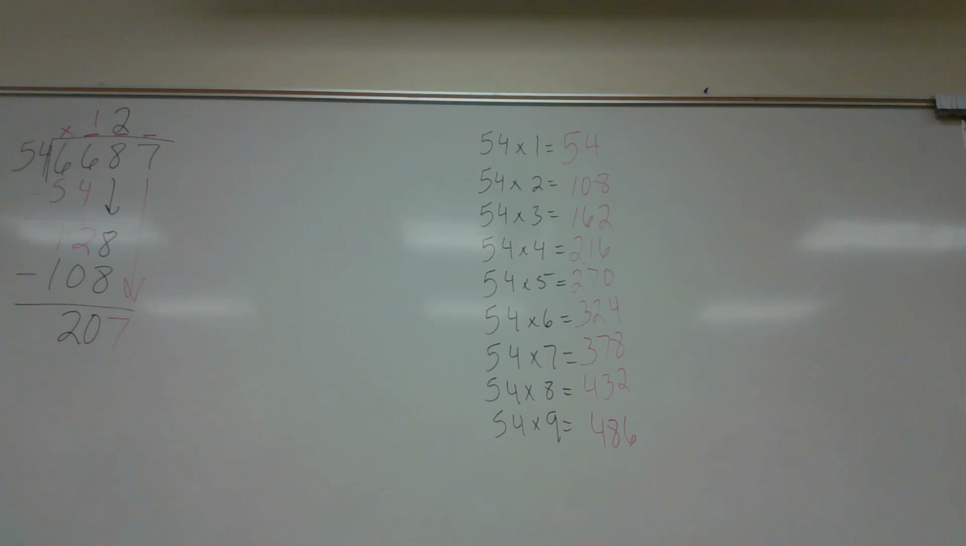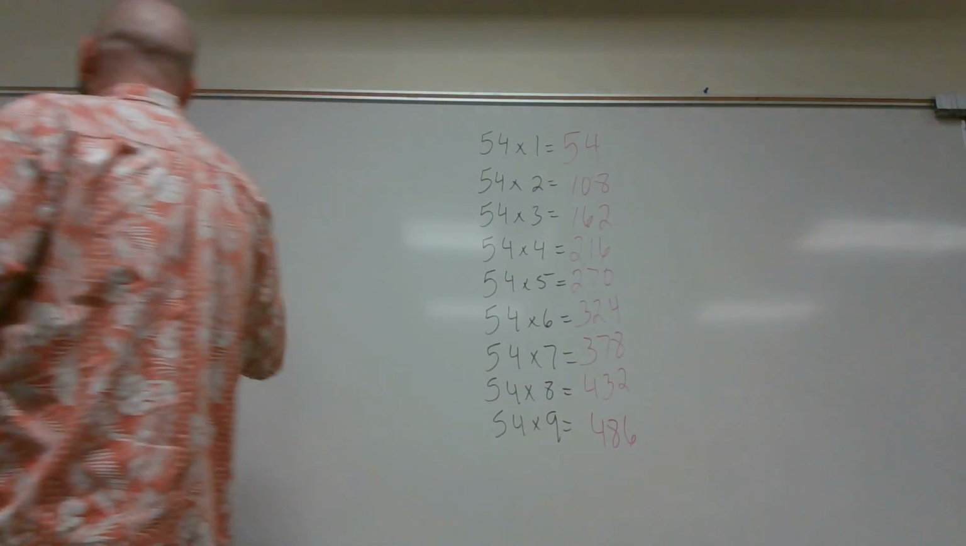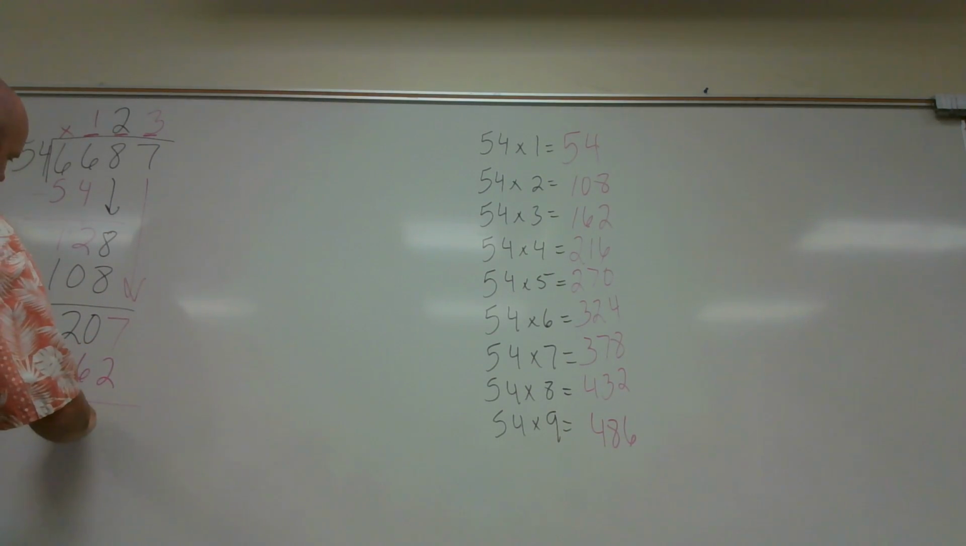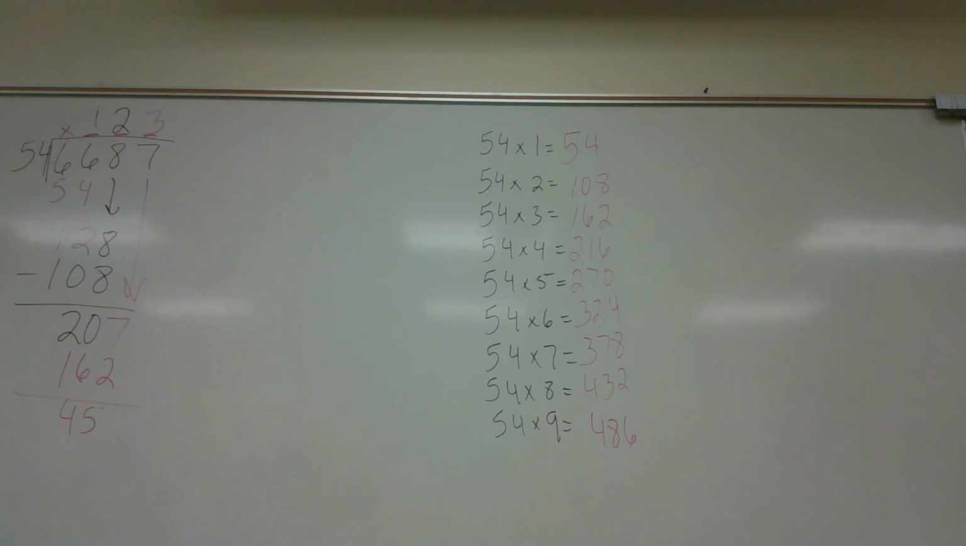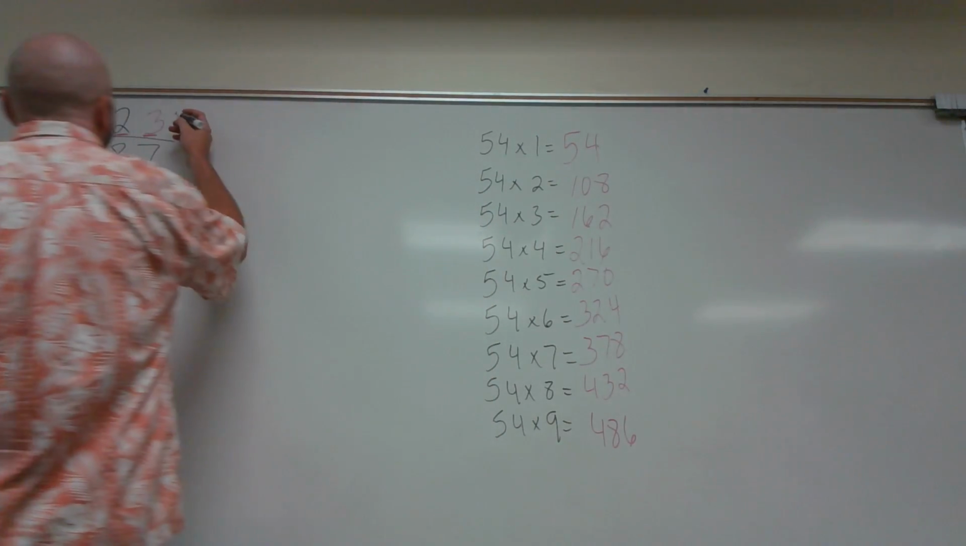Andrew, looking at my pink numbers, what is as close to 207 as I can get without going over? 54 times 3, which is 162. I subtract and I get 45. Andrew, I don't have anything else to bring down. So that is my remainder. A remainder of 45.